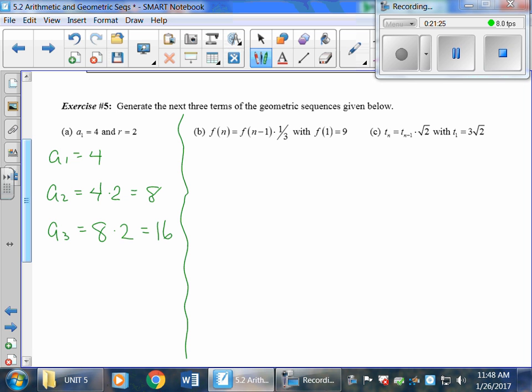And for the next 3 terms, I need one more. So a sub 4 is equal to the previous term times 2, which is 32. So my sequence is 4, 8, 16, 32, and so on.